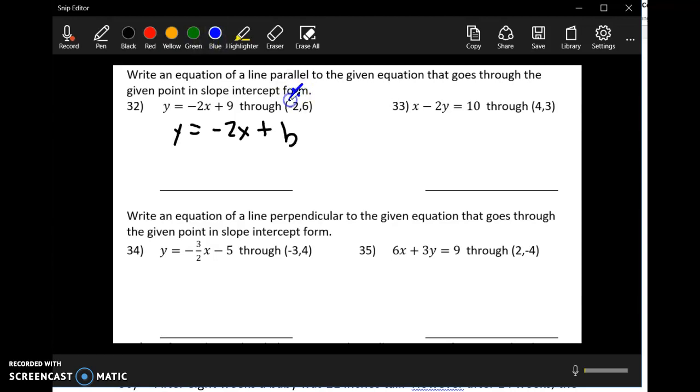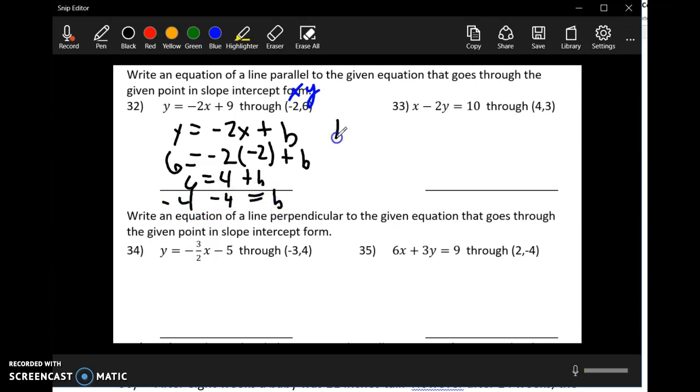Again, we're going to find our x and our y and use that to plug in. So my y value would be 6, and my x value would be negative 2. Again, that'd be 6 equals 4 plus b. I'd subtract 4 from both sides. So I'd end up getting that b is equal to 2. So my line equation would be y equals negative 2x plus 2.